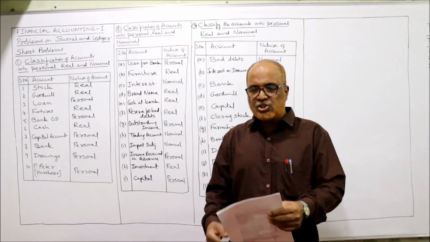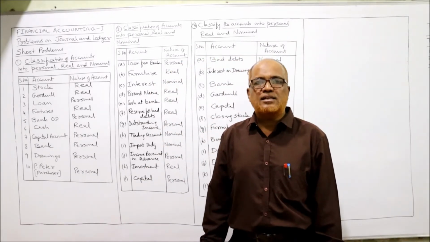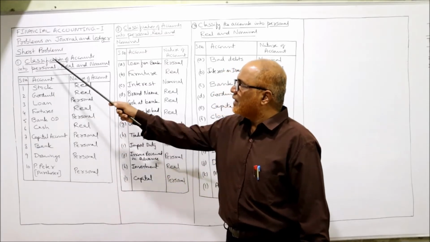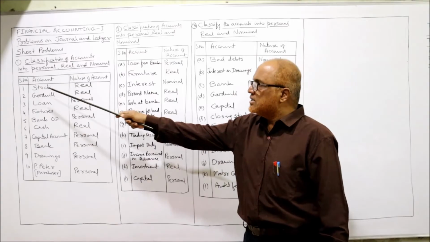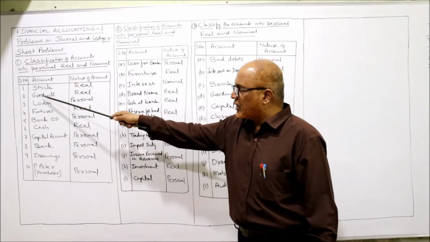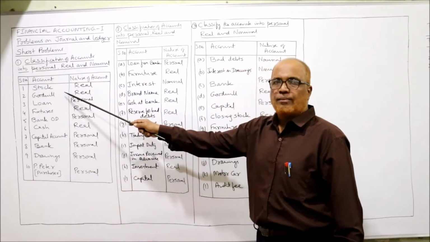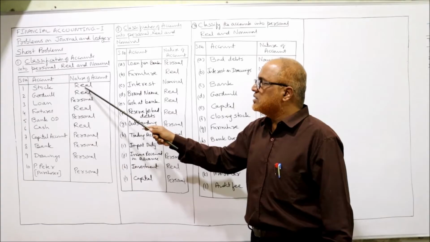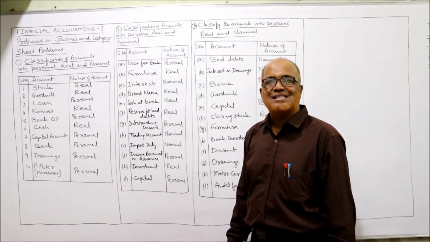Now, the first account is stock. Stock is an asset. So it's a real account. Here I have the short problems. Number one, classification of accounts into personal, real and nominal. Serial number, account, nature of account. Accounts are given in the problem, serial number 1, 2, 3, 4 up to 10. Now stock account. Stock is a real account because it is an asset.